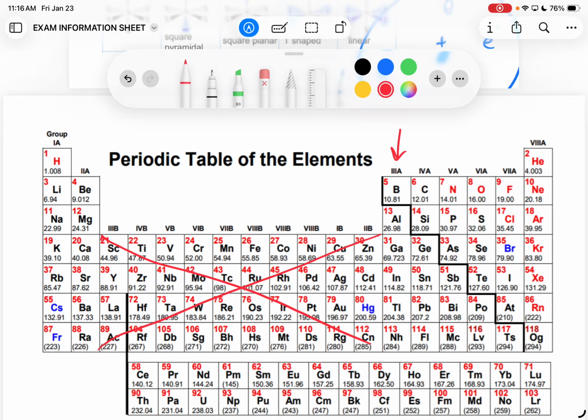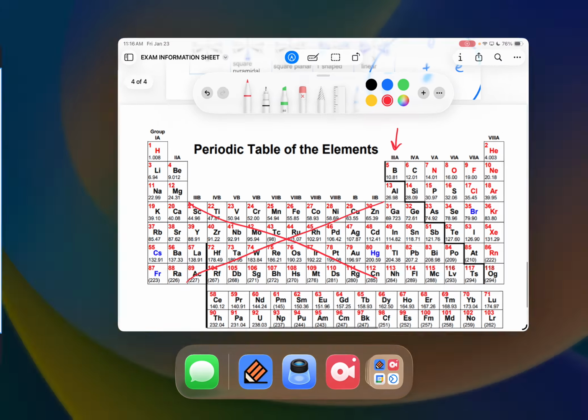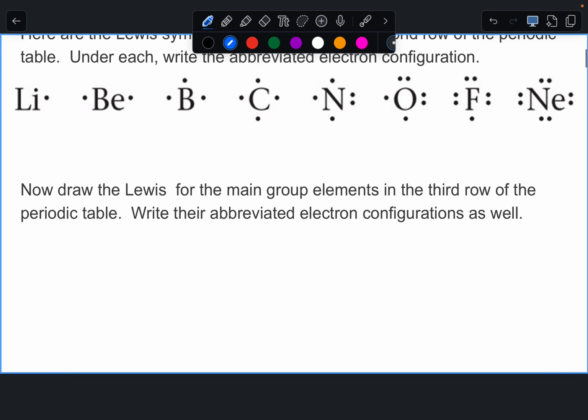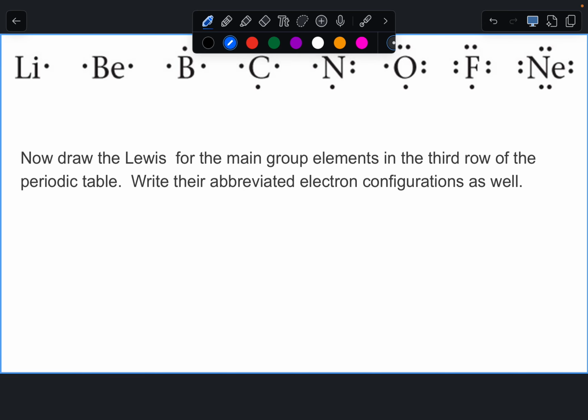So in our notes, it says lithium, beryllium, boron, carbon. It's listing out the second row in order, okay? So when we want to represent those elements, we're going to write the symbol, and then we're going to write the valence electrons around the edges. If you remember, we've got a bunch of core electrons. It depends on how many levels we've already gone through. But then we have the valence shell.